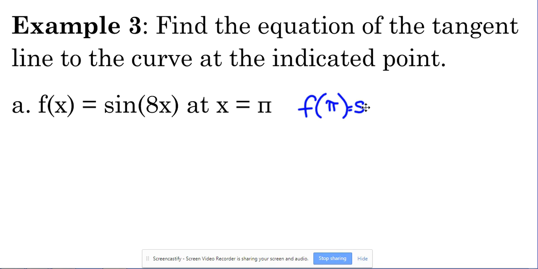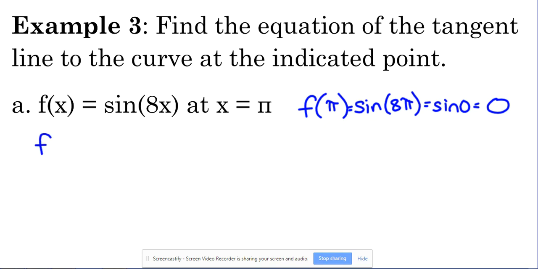So f of pi is equal to the sine of 8 pi. Now, we don't have 8 pi memorized, but let's think about what it is. If we go all the way around the unit circle, that's 2 pi. If we go all the way around again, that's 4 pi, 6 pi, 8 pi. Really, this is the same as the sine of 0, which is 0. Okay, so there's our y value.